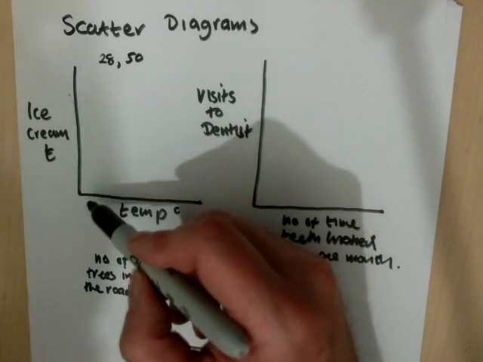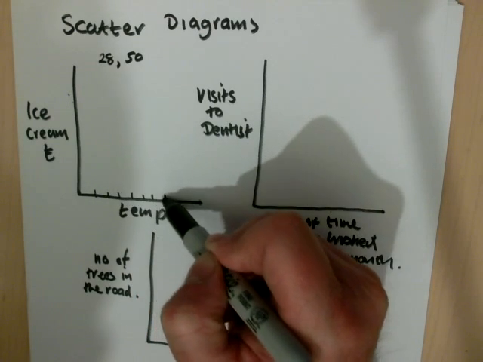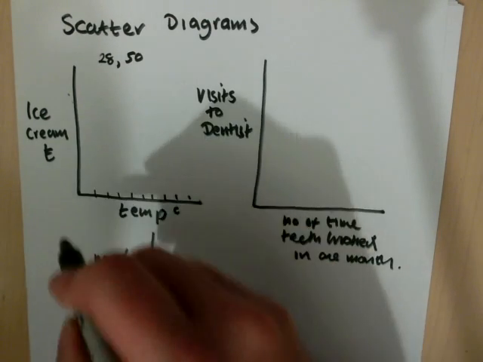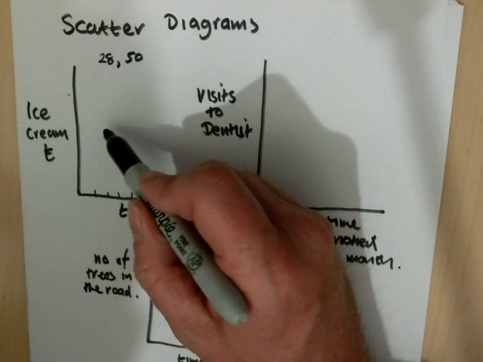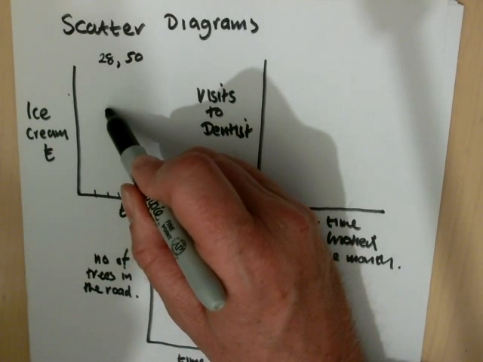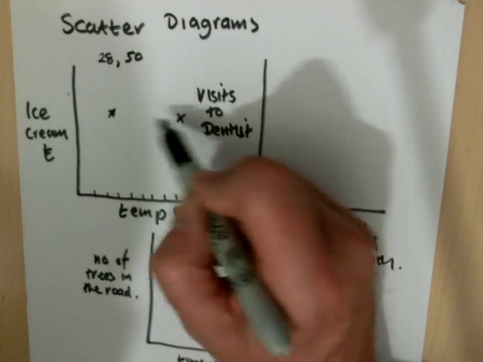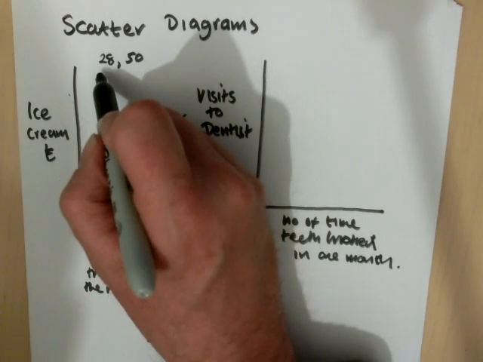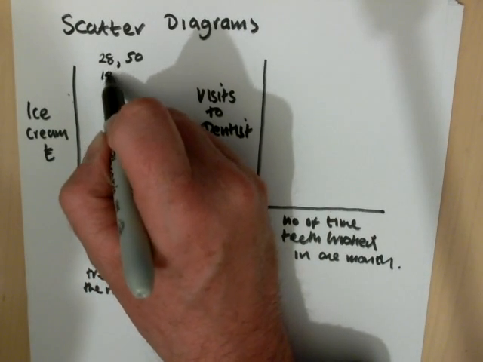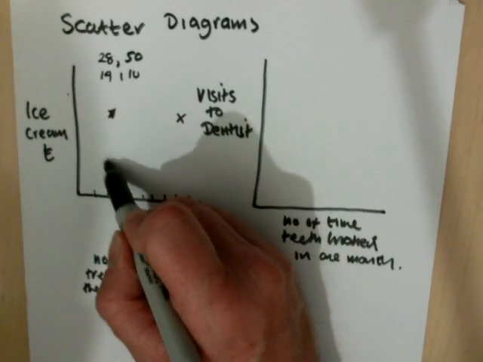So we can plot that, as long as there's a scale here, and we'll plot 28. And I'm not going to be precise about that, I'm just going to give you the basic idea. We can plot 28 with 50. That's here, 28 is quite hot. And then on a much cooler day, it might be sort of 14 degrees and might only sell £10 worth. So that's a bit down here.